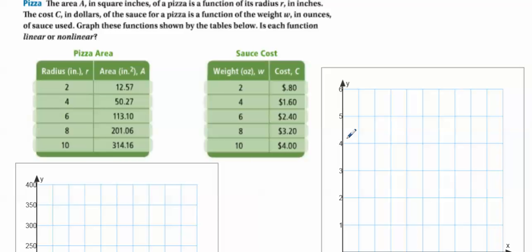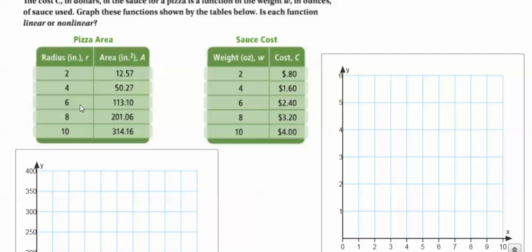All right, so pizza. Who doesn't like pizza? The area in square inches of a pizza is a function of the radius r in inches. The cost C in dollars of the sauce for pizza is a function of the weight in ounces of sauce used. Graph these functions shown by the tables below. Is each function linear or nonlinear? So for this, it says the radius and the area, and then this one's the sauce cost, which is the weight and the cost of sauce.